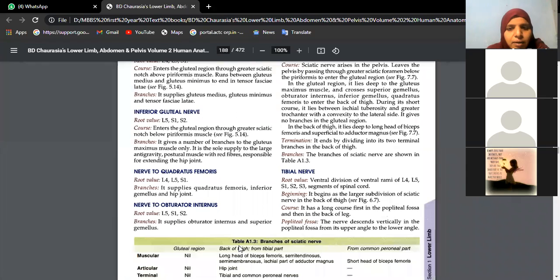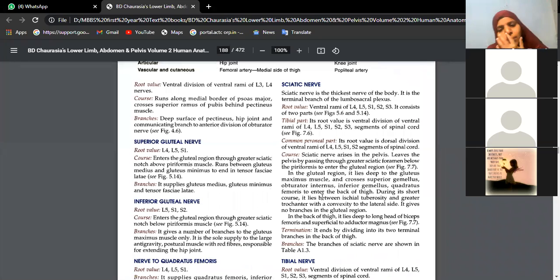Femoral, obturator, sciatic. Here it is given very short, because in all it is given as short things. See, the sciatic nerve is the thickest nerve of the body, the terminal branch of the lumbosacral plexus. Just now I've shown you the picture: ventral rami of L4, L5, S1, S2, S3. It has a tibial component, formed by the joining of the ventral divisions of the ventral rami of all these. Ventral divisions join to form the tibial component, and dorsal divisions join to form the common peroneal component.